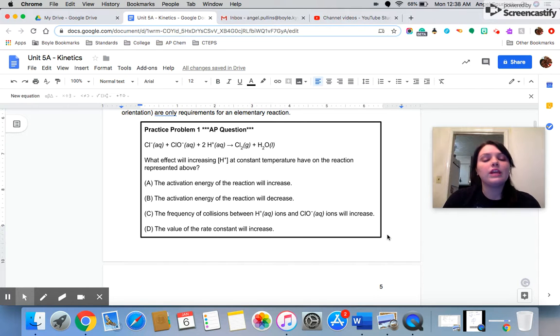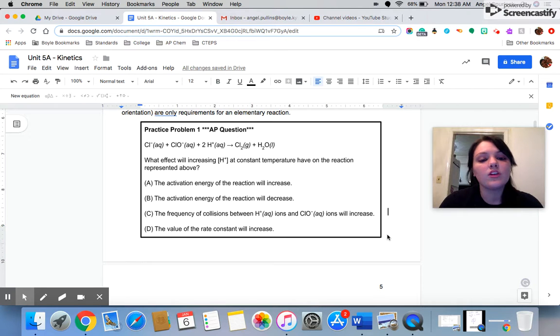The activation energy of the reaction will increase. Well, this is not true. There's not really anything that we can do to affect activation energy, okay? Activation energy is not affected by concentration. It's not affected by temperature. It just is, okay? So A is not correct. The activation energy of the reaction will not increase because you increase the concentration of a reactant.